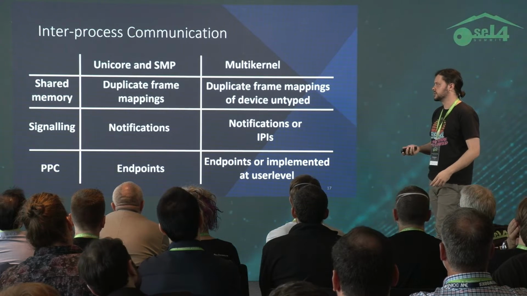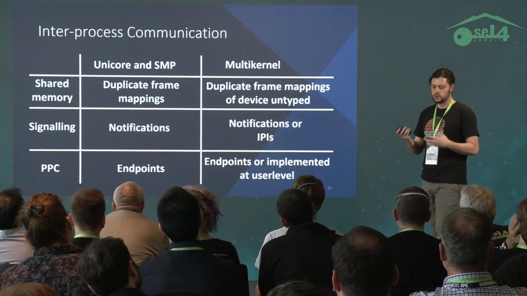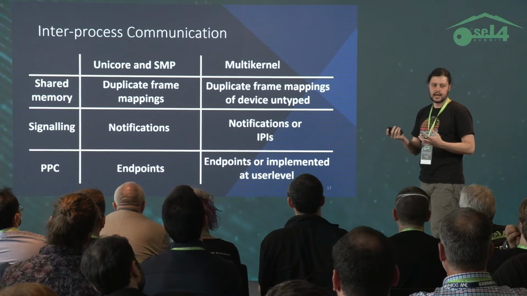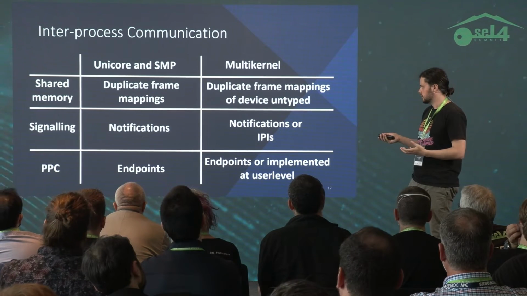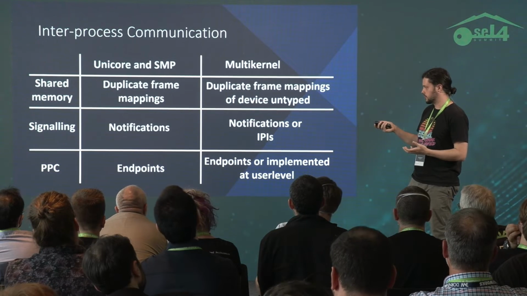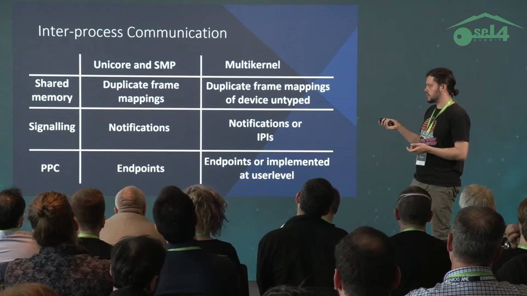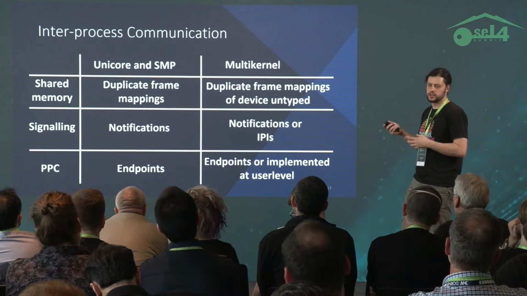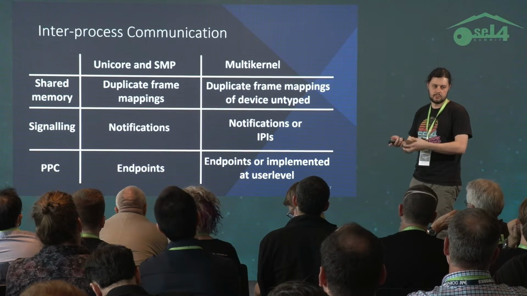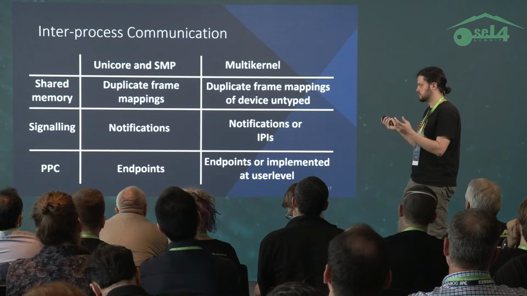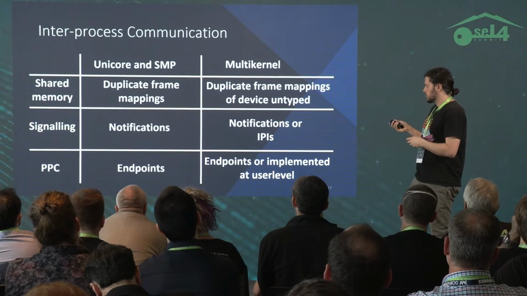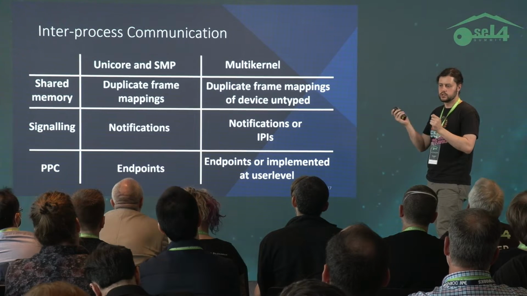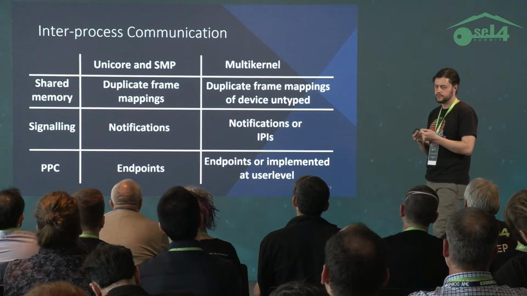But one thing I have mentioned is that because the kernels aren't aware of each other, inter-process communication is slightly harder to do. You have to implement it at user level. So what does this look like? There's shared memory and signaling. On a unicore and SMP system, you have duplicate frame mappings where you can map the same region of memory into an address space on different applications, and it mostly works. Multi-kernel is the same thing, but you have to do a little bit of additional coordination between the kernels to make sure that you're using the same physical memory.